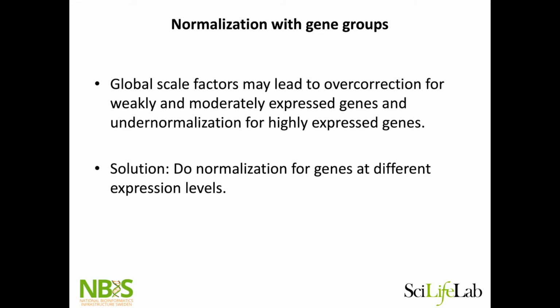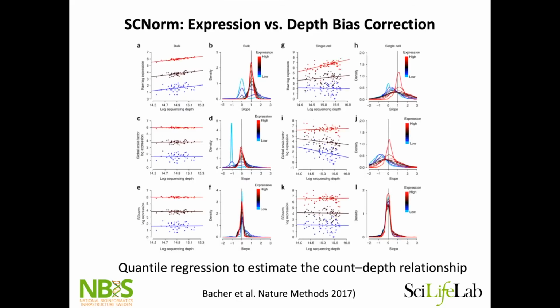So there are some methods where they try to instead bin the genes by expression level. And the first one that came out is SCnorm. So basically what it does is bin genes by gene expression. You take the lowly expressed genes, the highly expressed genes, and the intermediate ones in different bins instead.